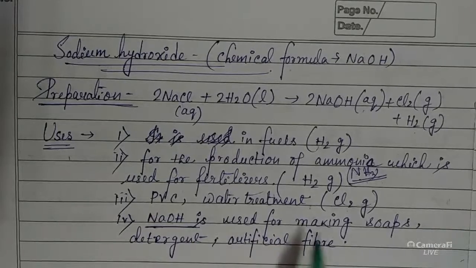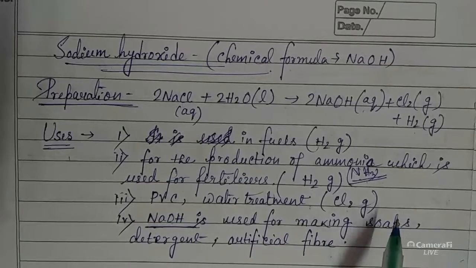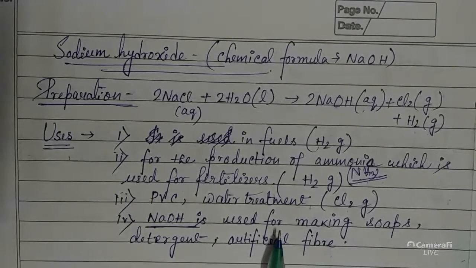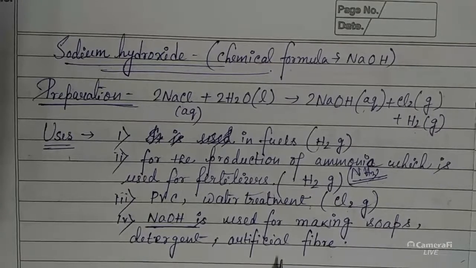And sodium hydroxide is used for making soap, detergent, and artificial fiber, and there are many other uses of sodium hydroxide. For paper making we can also use sodium hydroxide. For degreasing metals we can also use sodium hydroxide.